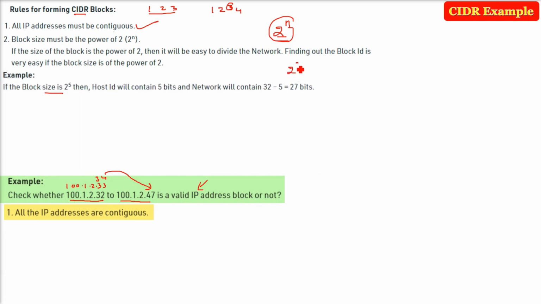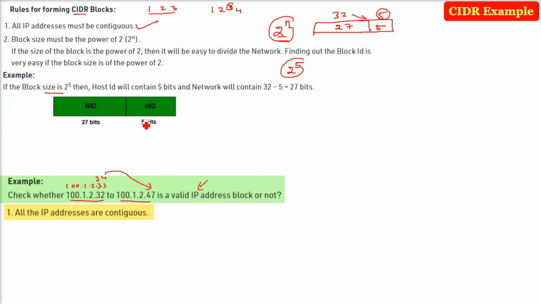Take an example, if you have 2 to the power 5, that is the block size is 2 to the power 5, that is the host ID will contain 5 bits. If you take a 32-bit address, the last 5 will be the block size. So if 5 bits are host bits, how many network bits will there be? 32 minus 5 will give you 27. So 27 network bits and 5 host bits. So this is how it will be formed. And this is a power of 2. That is very important in this CIDR.